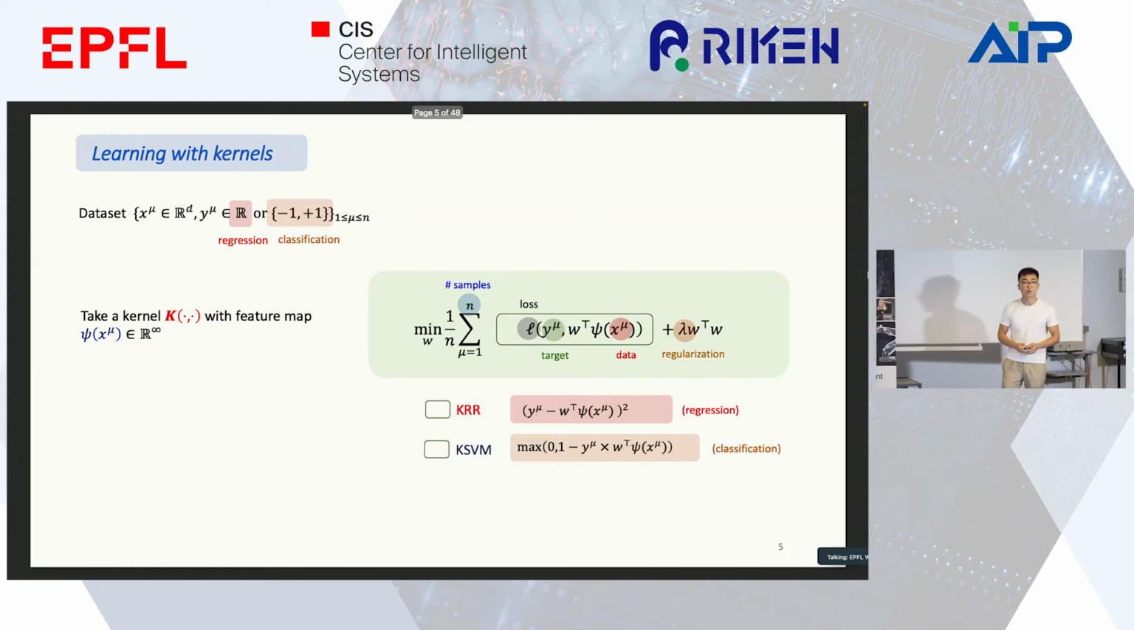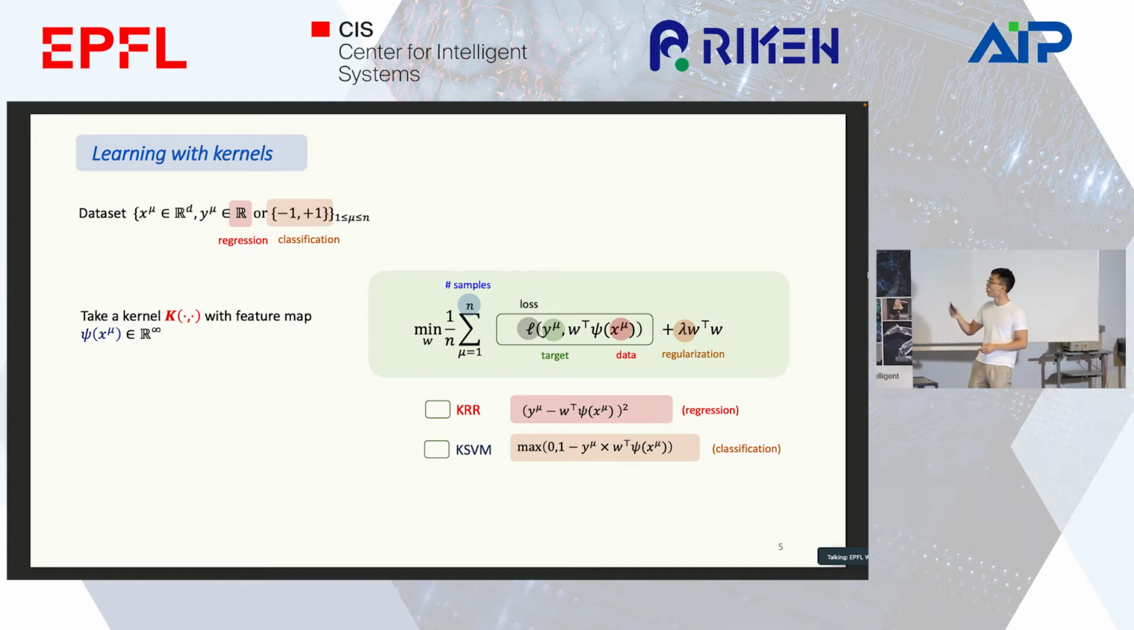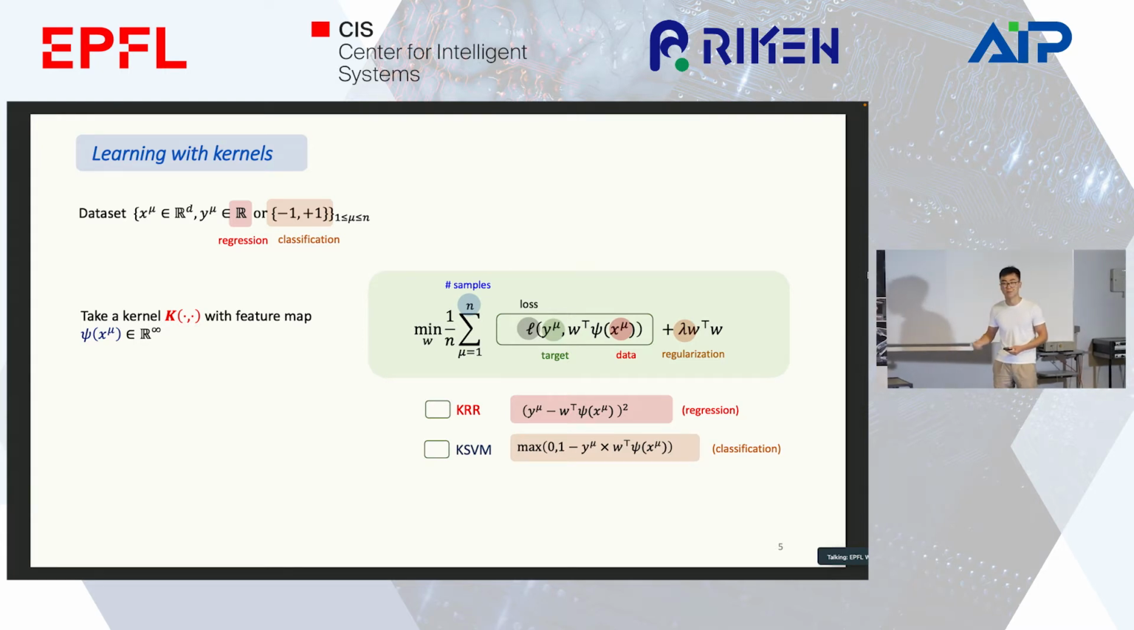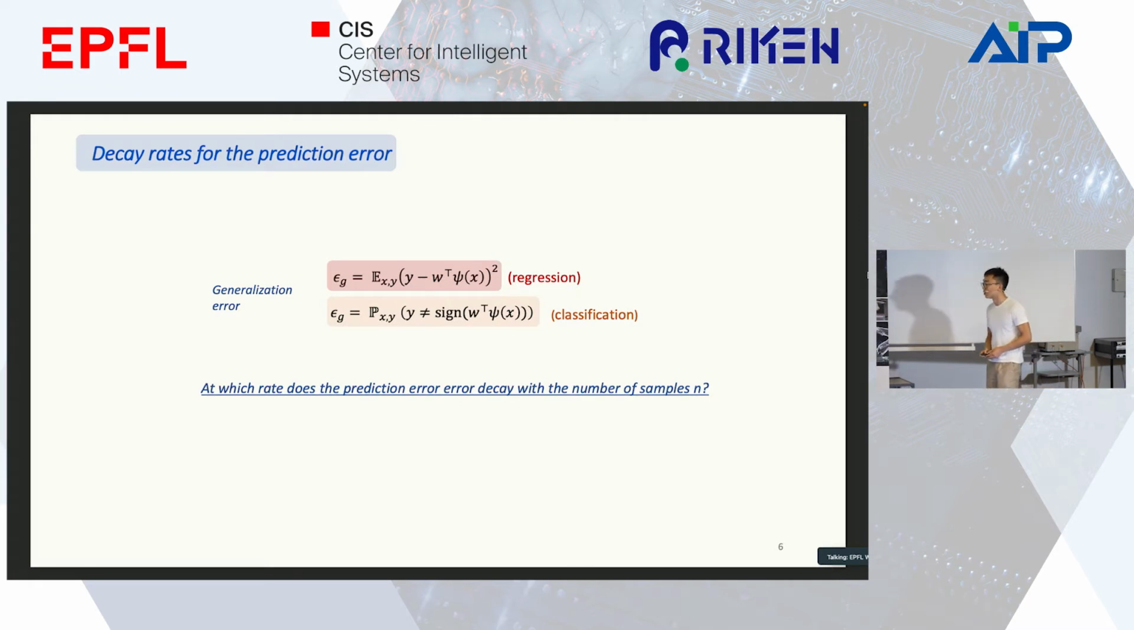And we'll be looking more specifically at the case of a square loss if you're looking at regression. So we're doing kernel ridge regression. And also hinge loss if you're looking at the classification task. So we'll be interested also in kernel support vector machines. So that was a one-slider on kernel methods.